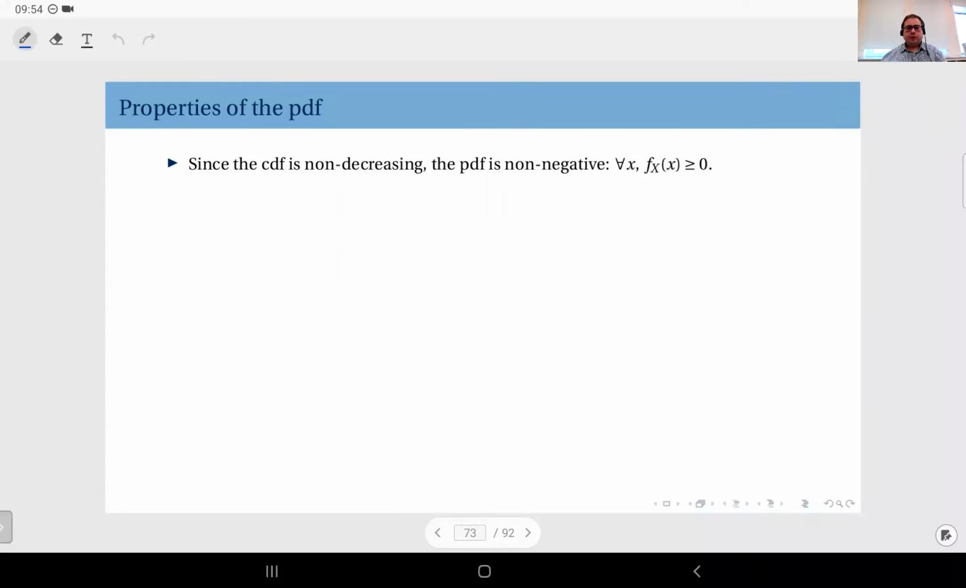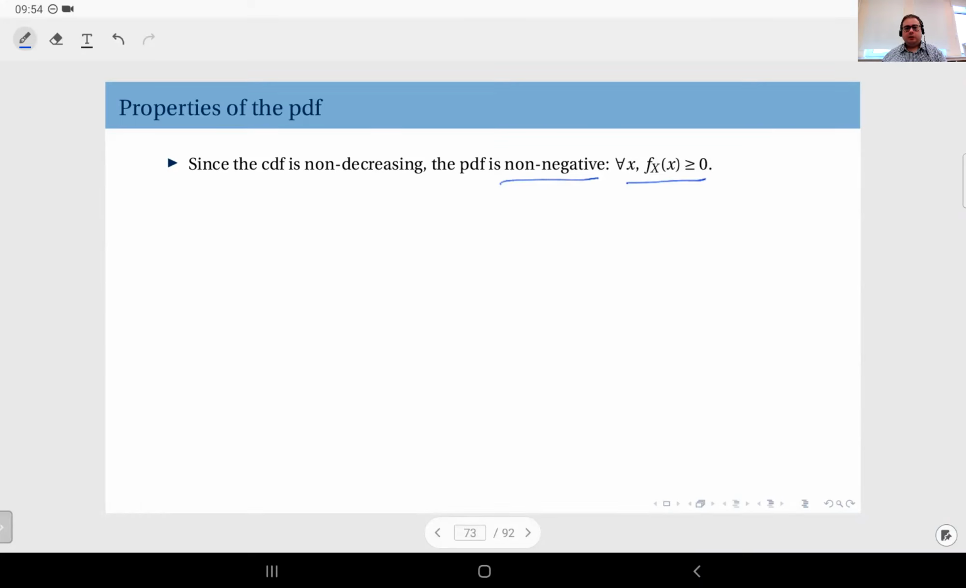Now let's look at the properties of the probability density function, the PDF. The first one, by definition: since the PDF is defined as the derivative of the CDF, and since the CDF is a non-decreasing function, its derivative, the PDF, must be a non-negative function. So for any value of the parameter x, the PDF value is going to be non-negative.